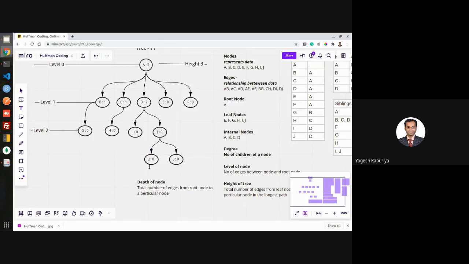So if I write, again depth is of a node. So here depth is 3. Here depth is 1. Here depth is 2.